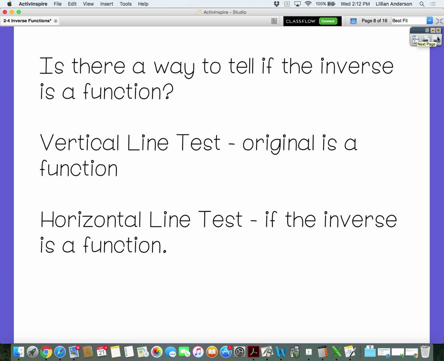Is there a way to tell if an inverse is a function? Yes. That's what the horizontal line test is for. The vertical line test tells you if you have a function; the horizontal line test tells you if your inverse is a function. It should not cross a horizontal line more than once in order for the inverse to be a function. Okay? So you already knew about the vertical line test that told us if we had a function. It was the horizontal line test that tells us whether or not our inverse is a function. So now you'll be able to look at a graph and say, yes, my inverse is a function.